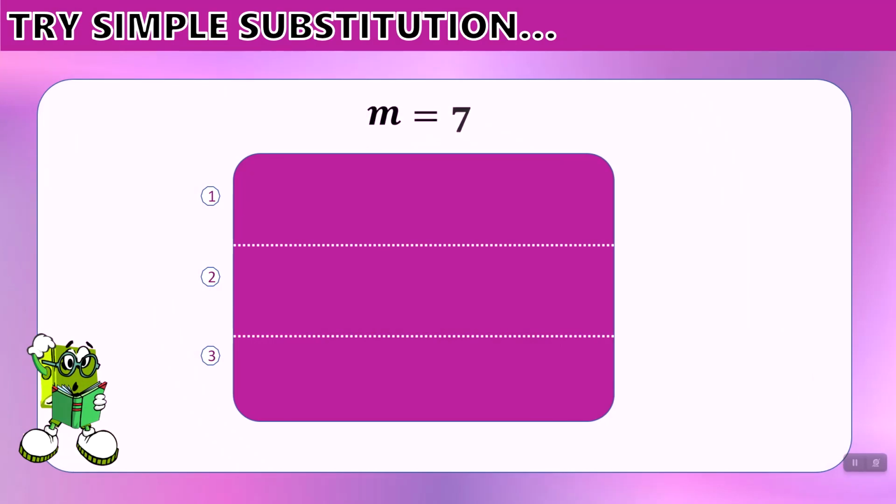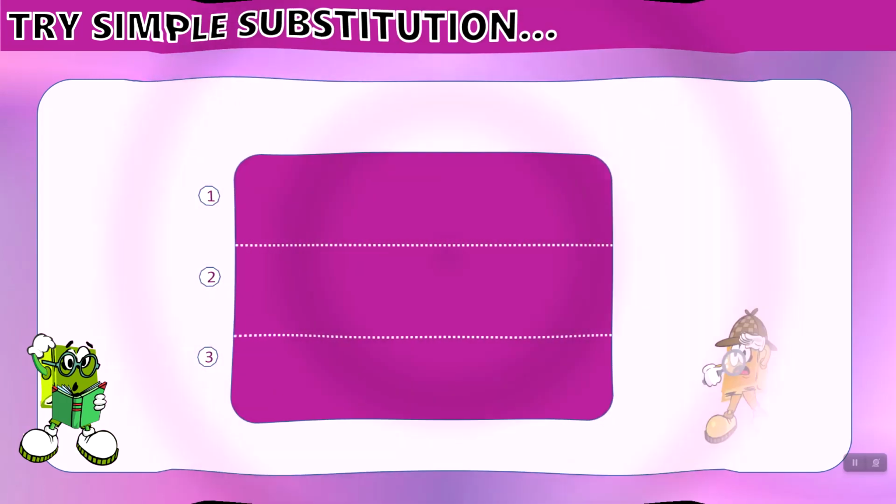Let's try another one. M equals 7 in this case. So everywhere we see M, we're going to replace it with the number 7. And in this question, 16 take away M. On step 2, we say 16 take away, instead of M, we substitute it with a 7. And now at the third step, 16 take away 7 is 9. And that is our answer.